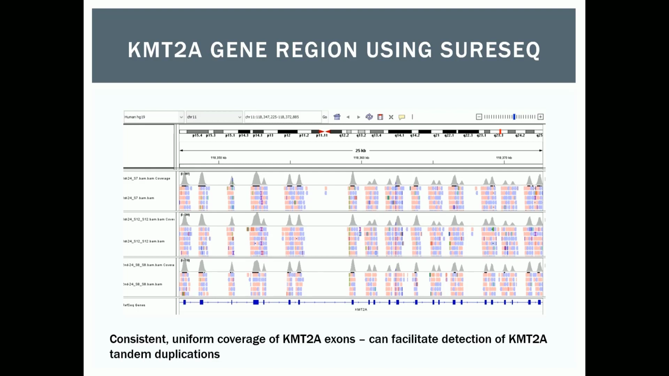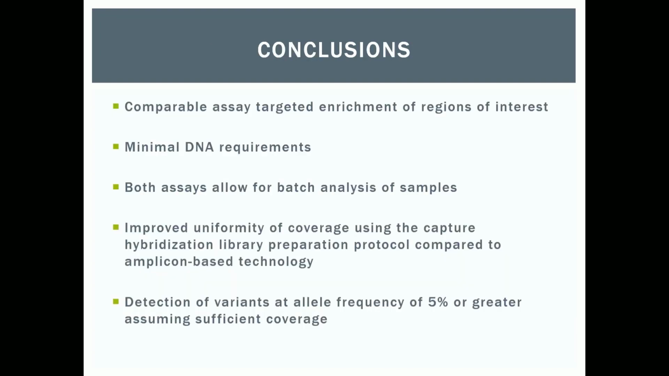These particular images that I'm showing right now are from our evaluation cohort and show an example of the types of coverage using the SureSeq chemistry in this particular gene region. There's a uniformity of coverage across all of the exons. It's hopeful that we will be able to detect duplications of this genomic region, but unfortunately we have not yet validated this type of variant detection, although it's very promising and we're hoping to be able to complete that validation soon.